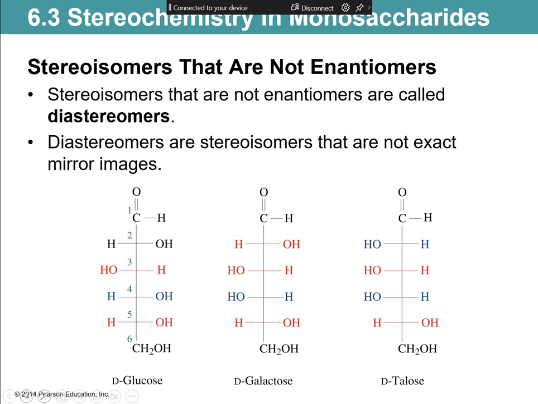Carbon number what? 4. Do you see carbon number 4? If you look at everything else, it's exactly the same. These are both aldohexoses. Carbons 1, 2, 3, 5, and 6 don't matter because they're not chiral, but 2, 3, and 5 are exactly the same. But carbon number 4, see the alcohol group is flipped?